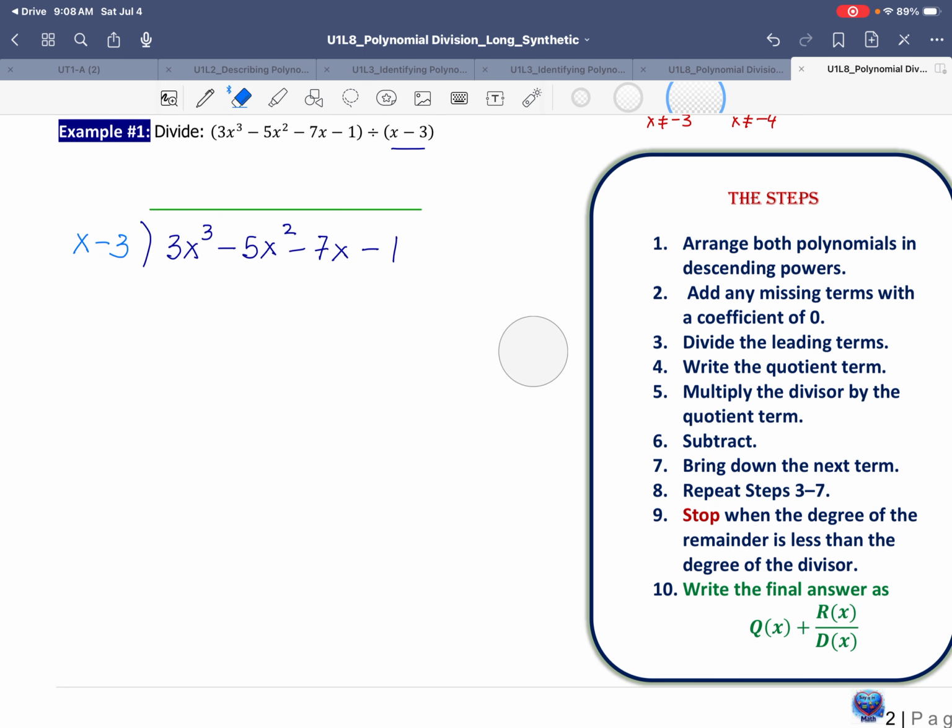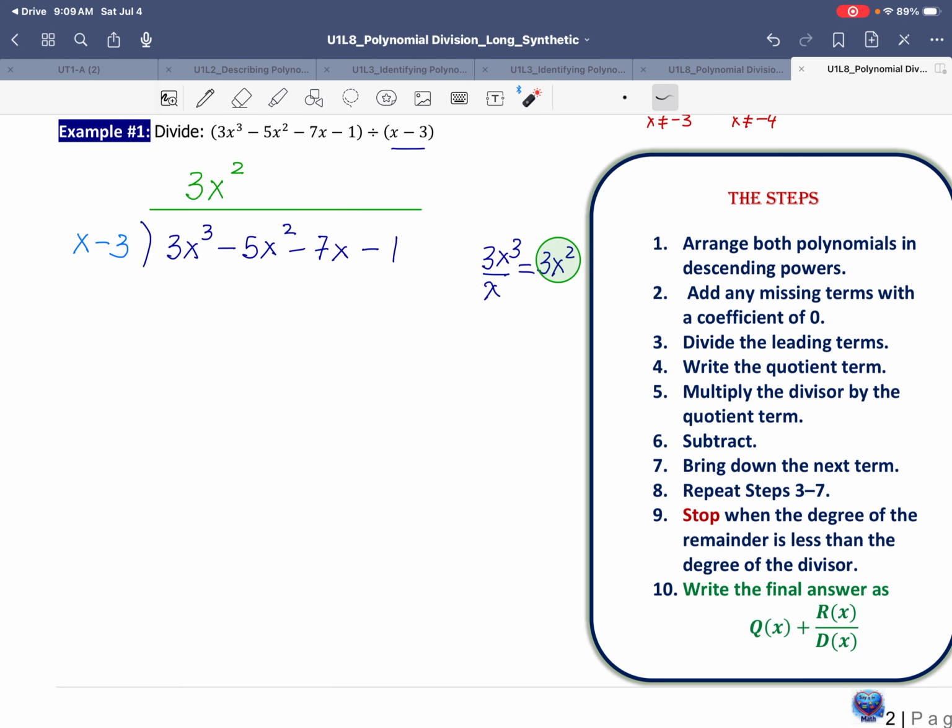Now we do something exactly the same as in numerical division in here. So if you want to check and see how many times x goes into 3x cubed, then we take 3x cubed and we divide it by x. 3x cubed divided by x is 3. So this is the coefficient of 1. 3 divided by 1 is 3. And this is x cubed divided by x to the power of 1. x cubed divided by x power 1 is x squared. So what that means is that x goes into 3x cubed 3x squared times. So we'll write 3x squared here.